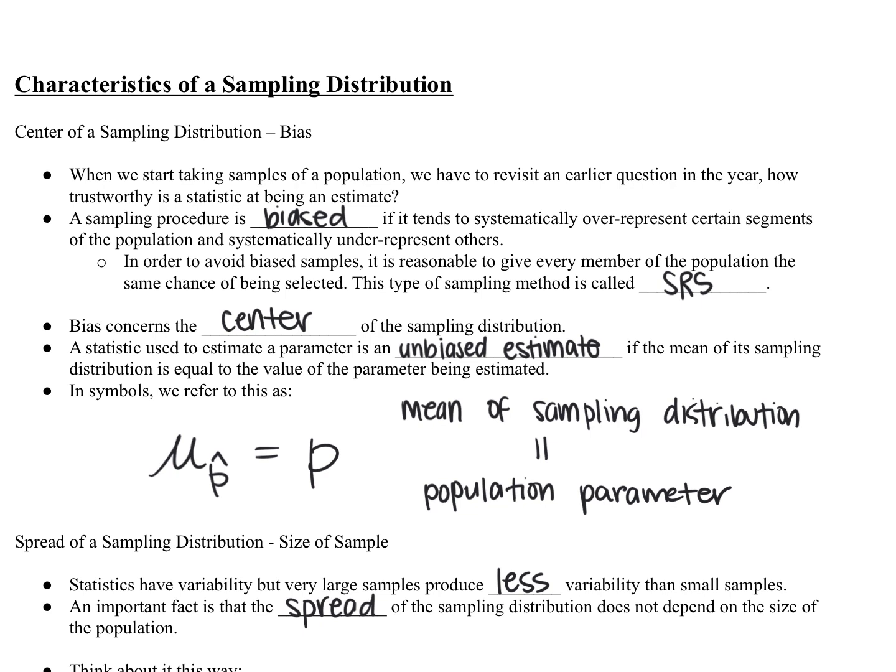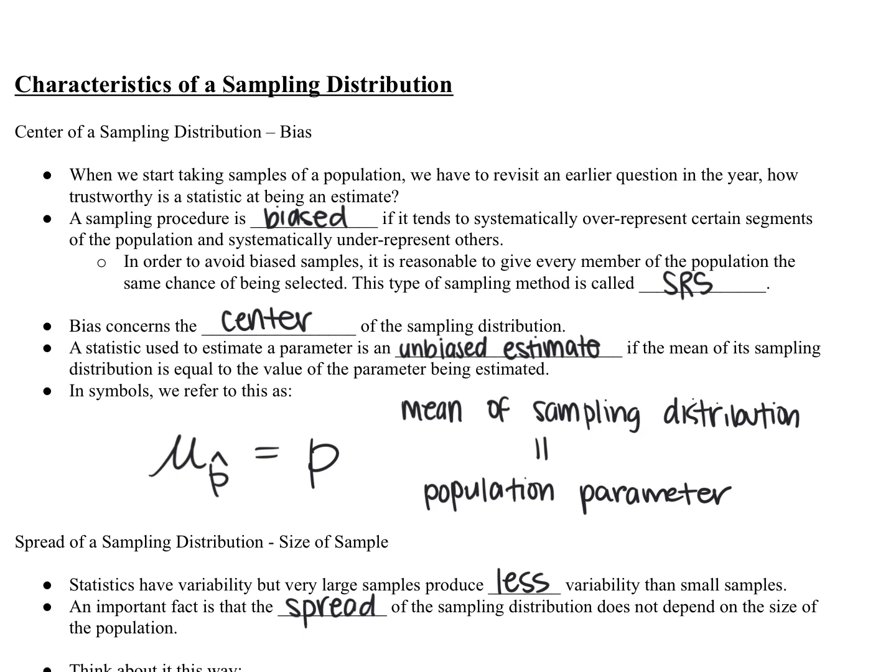A sampling procedure is biased if it tends to systematically overrepresent certain segments of the population and/or systematically underrepresent others. So in order to avoid biased samples, we have to make sure that every member of the population has the same chance of being selected, which, if you remember, the type of sampling method is called an SRS, a simple random sample. When it comes to sampling distributions, bias concerns the center.